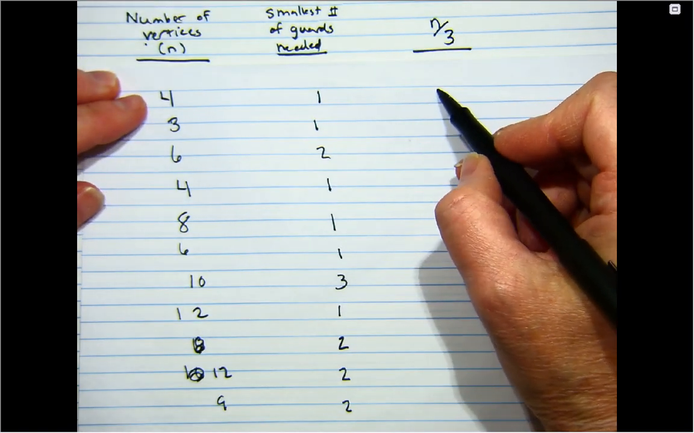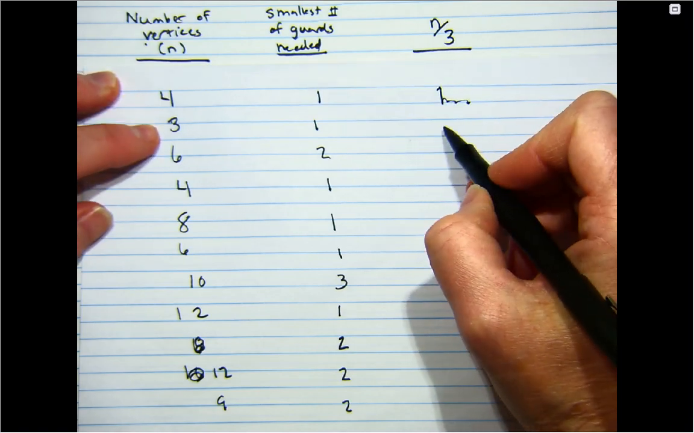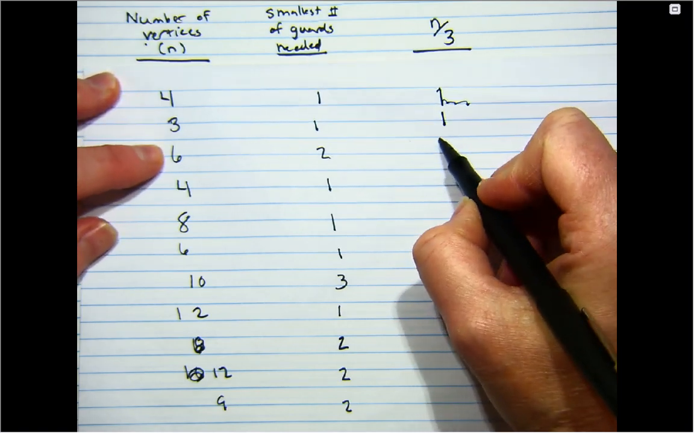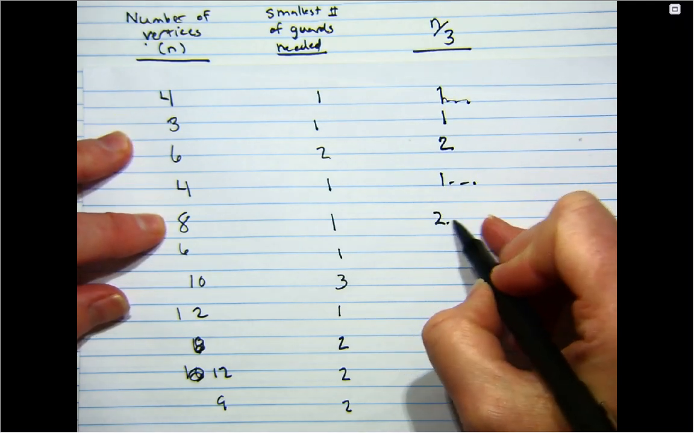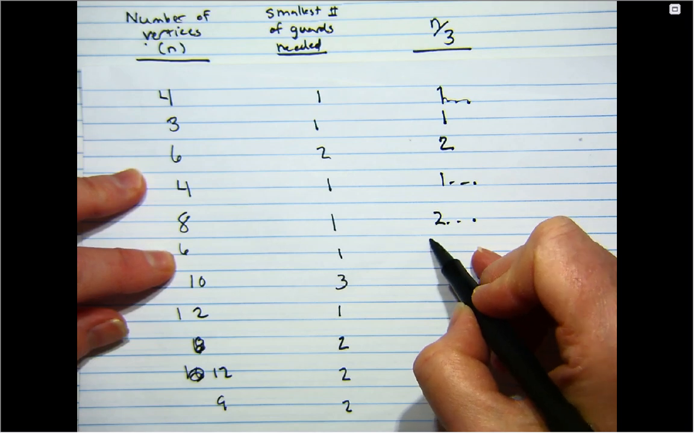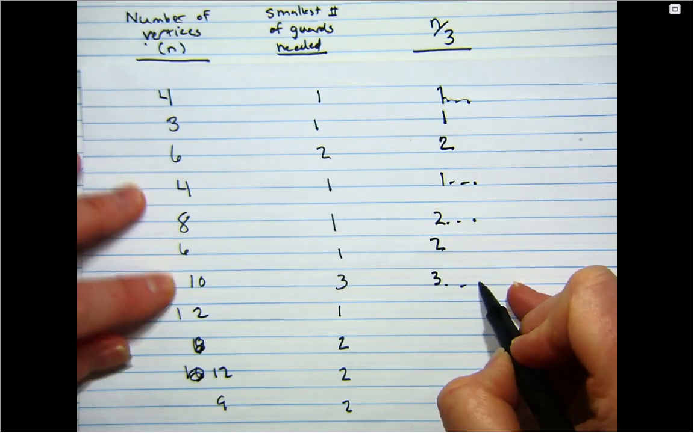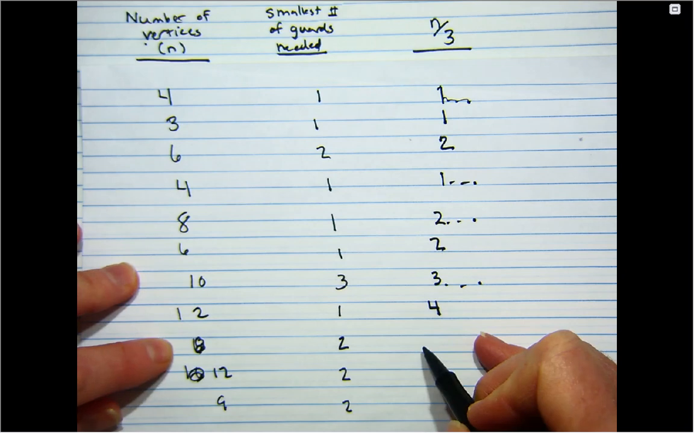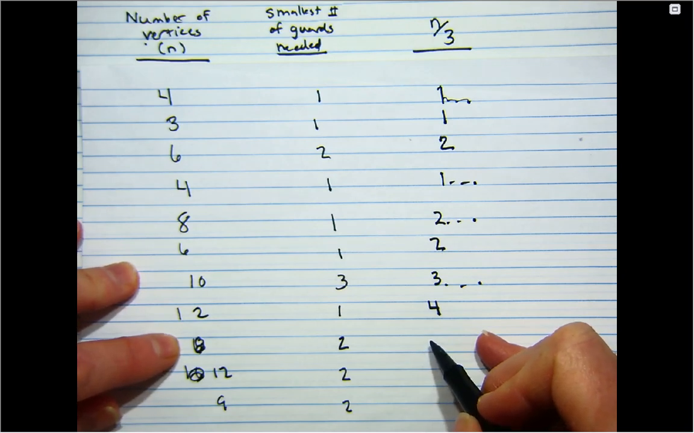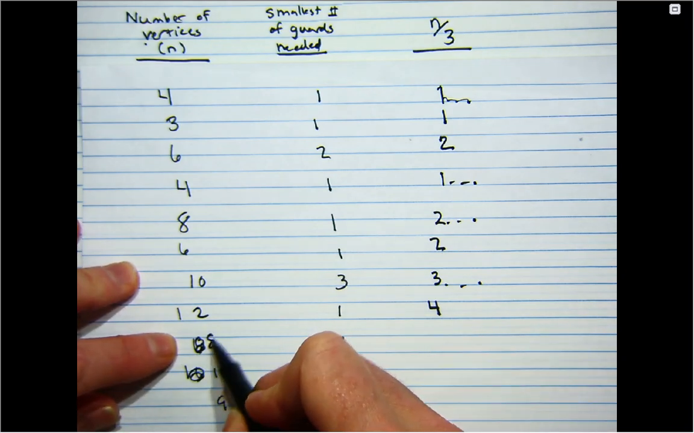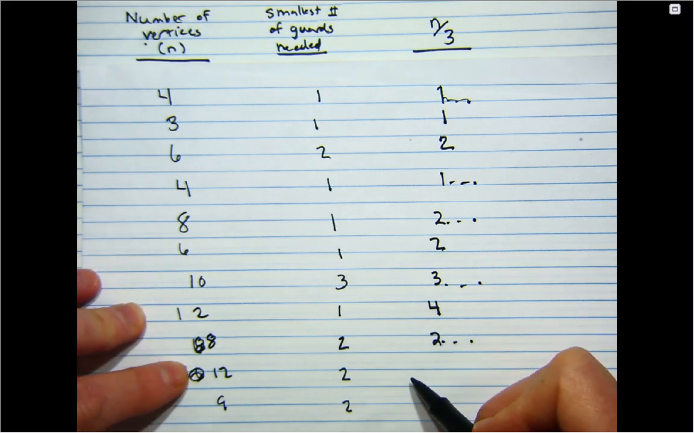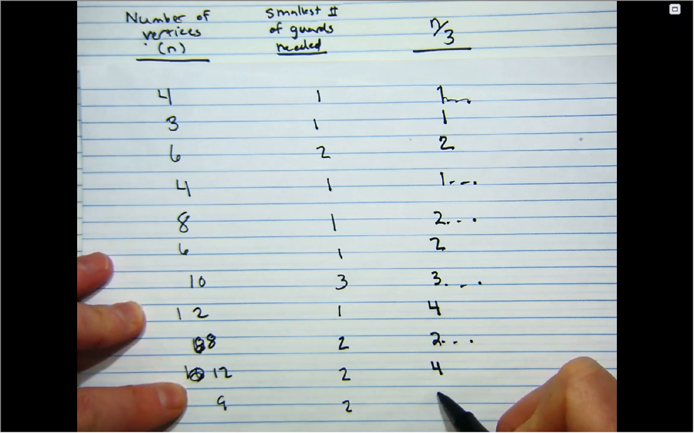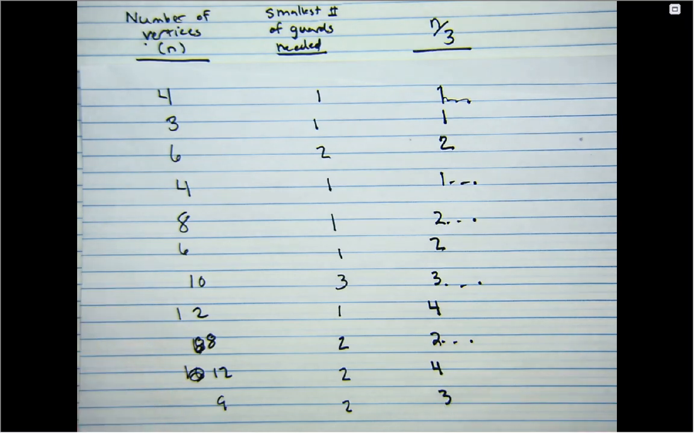So 4 divided by 3 is 1 point something. 3 divided by 3 is 1. 6 divided by 3 is 2. 4 divided by 3 is 1 point something. 8 divided by 3 is 2 point something. 6 divided by 3 is 2. 10 divided by 3 is 3 point something. 12 divided by 3 is 4. I think it's an 8. 8 divided by 3 is 2 point something. 12 divided by 3 is 4. 9 divided by 3 is 3. So I took the first column, the number of corners, and divided by 3, and got the second column.